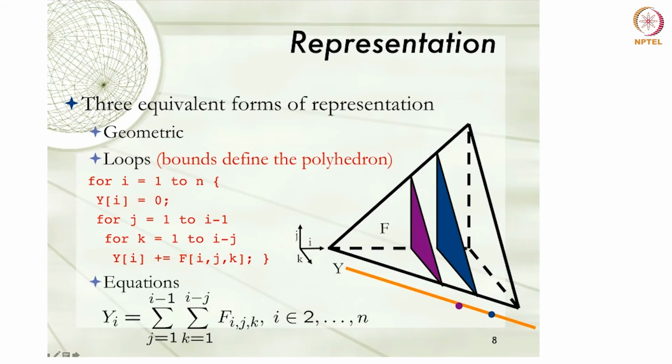Okay? And then I am computing this: y_i is accumulating f of i, j, k. So I can describe this as code, I can describe this as a picture, and I can describe this as an equation.